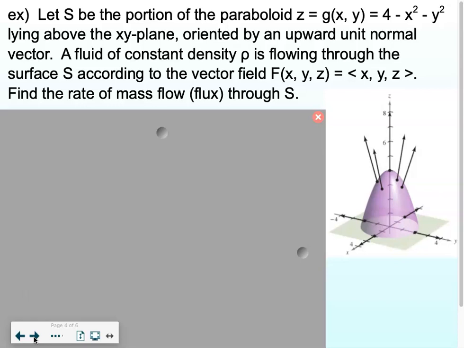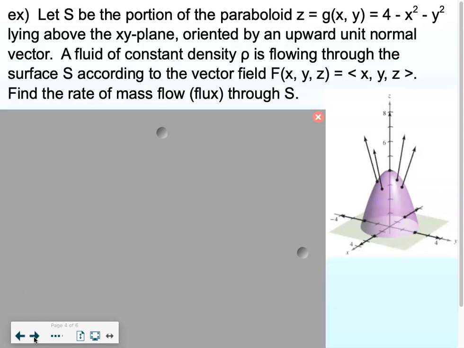So anyway, let S be a portion of the paraboloid z equals 4 minus x squared minus y squared, lying above the xy plane, oriented by an upward unit normal vector. A fluid of constant density rho is flowing through the surface S according to the vector field F of x, y, z equals xyz. Find the rate of mass flow, or in other words, the flux through S.